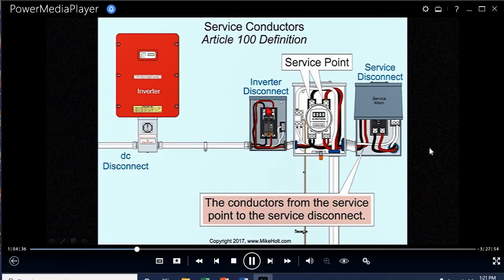Now watch what happens, Scott. You see this raceway right here? You see this enclosure right here? I cannot 250.92 bond either one of those two, because they're not service raceways. They're not service conductors. They're not raceways.